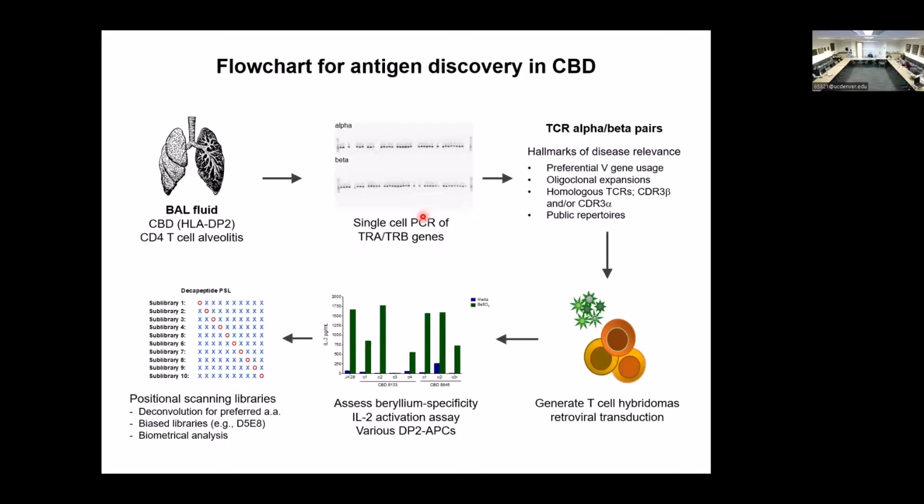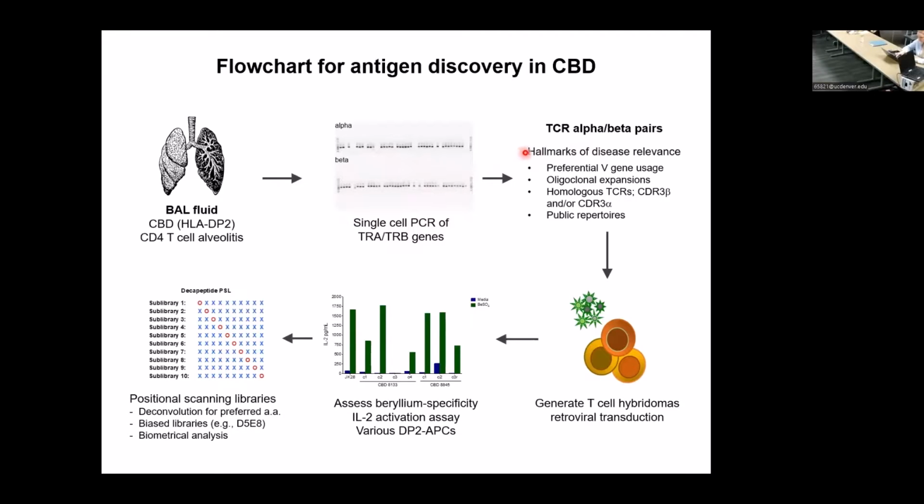So this is a flow chart of how we discover antigens in chronic beryllium disease, or in any other disease, basically. We obtain bronchoalveolar lavage fluid, and then we flow sort those individual CD4 T cells into 96-well plates and do a single cell PCR separately of the T cell receptor alpha genes and the beta genes. So the goal here is to obtain complete T cell receptor alpha beta pairs. And then from among those, we look at the repertoire from the target organ in this disease and decide which ones are our candidates, which ones we want to study.